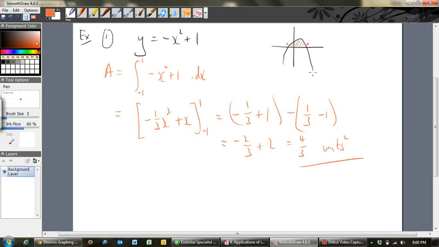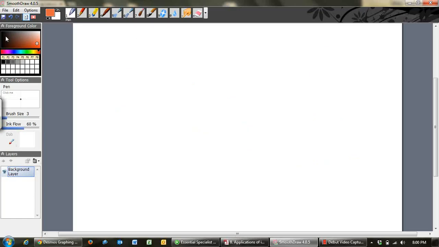squared. So that's the area underneath there, and it's as easy as that. I've chosen a very simple function because I don't want to spend ages integrating, but that's the idea. Let's look at another example. Let's have a look. How about if we have this function here?